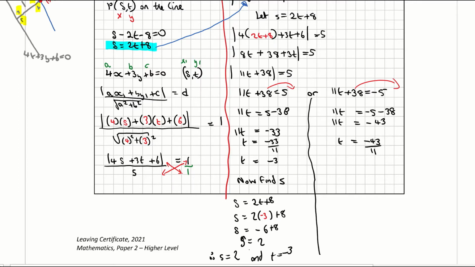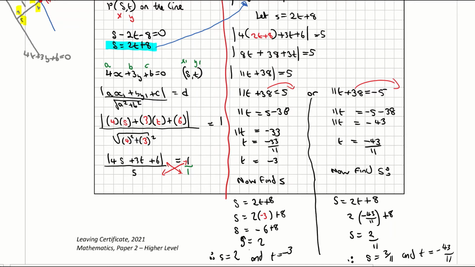And coming over to the second possible solution, so we'll now find S. So I have S is equal to 2T plus 8, which would be 2 times minus 43 over 11 plus 8. And when I put that into my calculator, I get S is equal to 2 over 11. So therefore, I could have S is equal to 2 over 11 and T is equal to minus 43 over 11. Okay, so that's part B done. We're now going to have a look at the final part, part C.